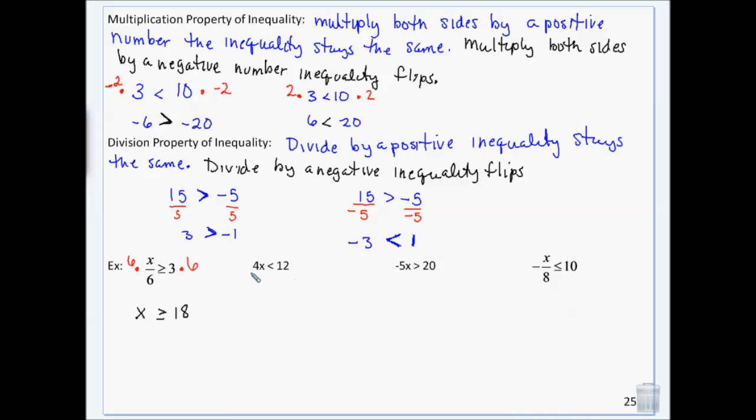4x is less than 12, so that's 4 times x, so I'll divide by 4. I'm dividing by a positive, so the inequality stays the same, so x would be less than 3.